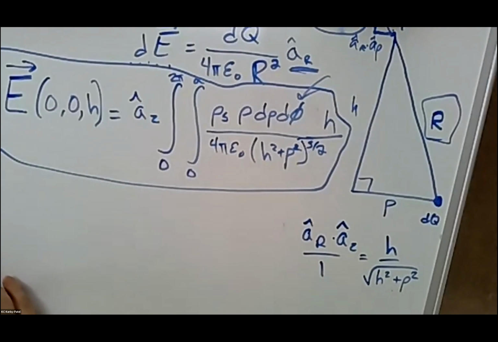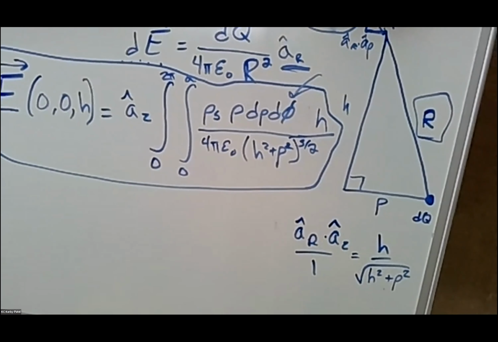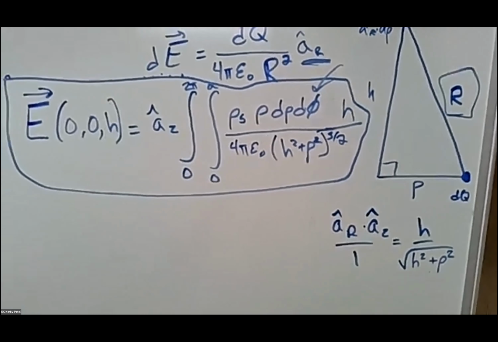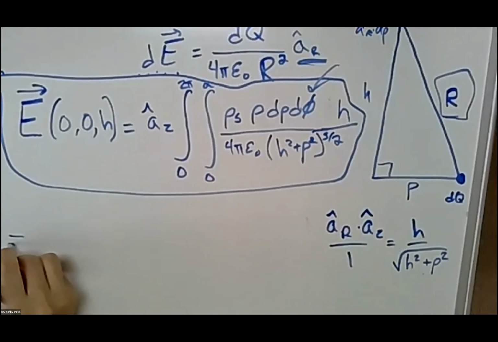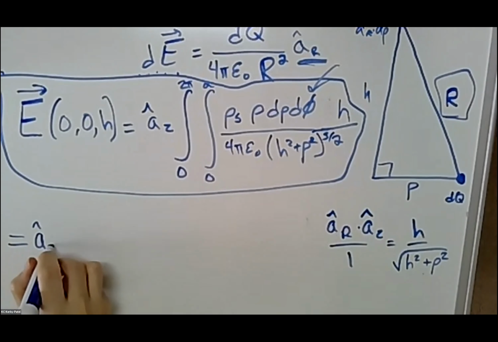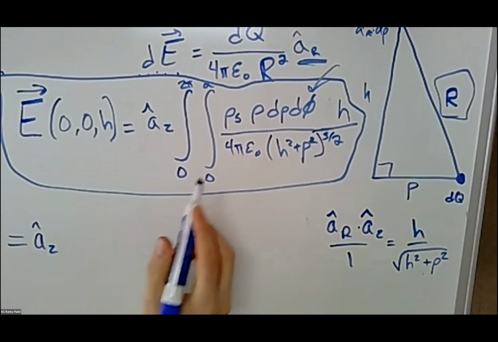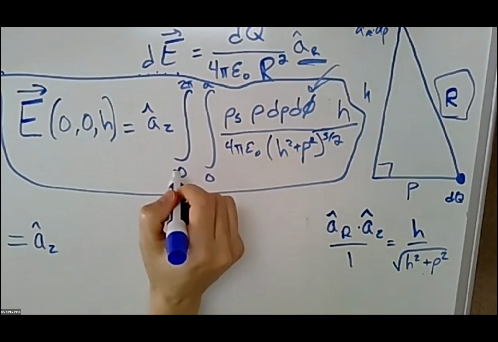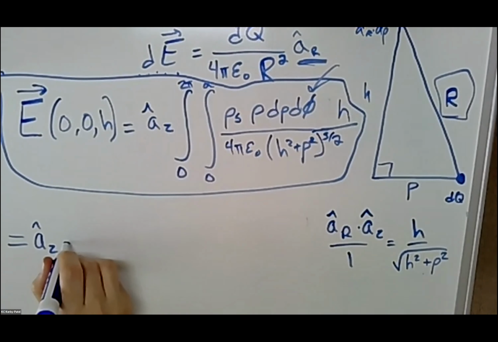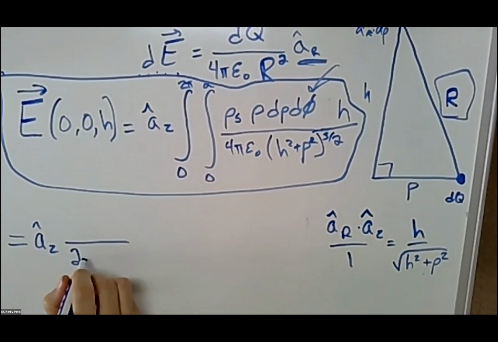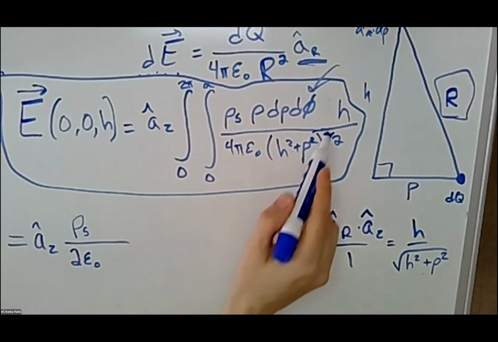So what I end up with, there you should be able to see everything now, is going to equal a hat z, still very important. 2 pi that we gain from the phi integral divided by 4 pi is just going to be a factor of 1/2. So there on the bottom, we're going to have 2 epsilon naught. And on the top, we're going to have a rho s, and we're going to have an h on the top.